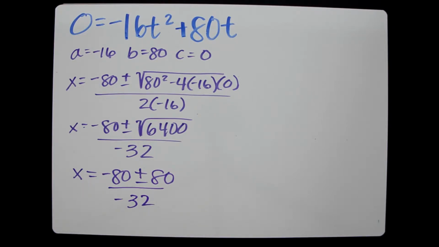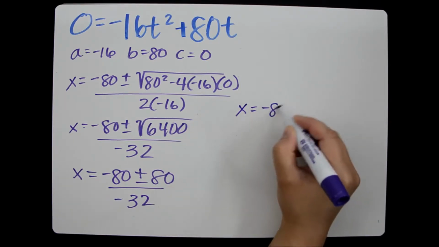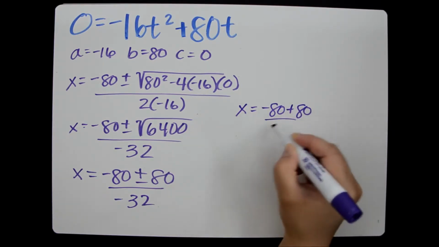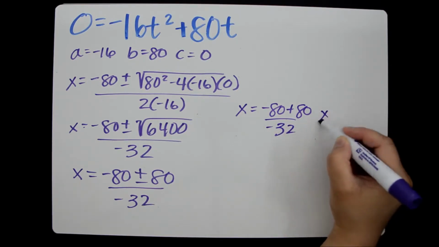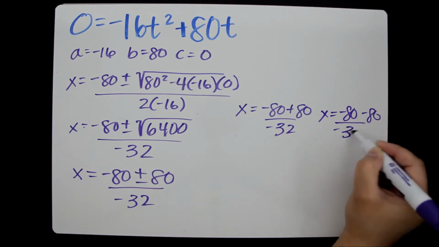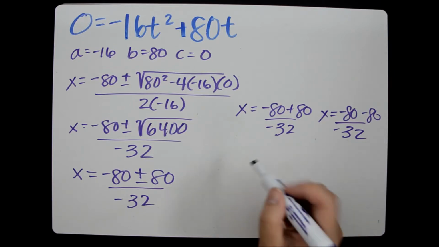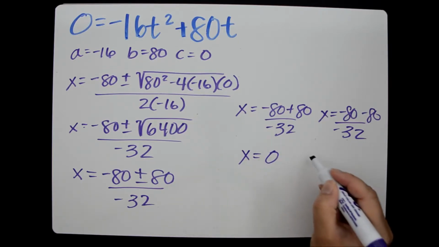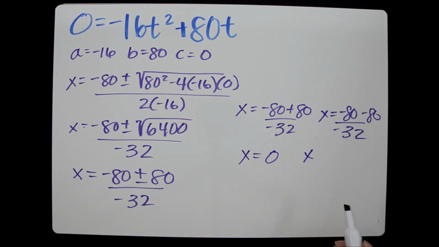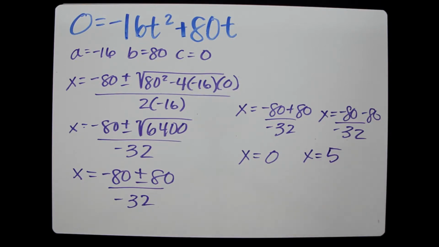At this point, we're going to divide our answer into two solutions, our plus solution and our minus solution. So we have x equals negative 80 plus 80 over negative 32, as well as negative 80 minus 80 all over negative 32. And when we simplify this, negative 80 plus 80 is 0. 0 divided by negative 32 is 0. And here, negative 80 minus 80 is negative 160, and negative 160 divided by negative 32 is 5.